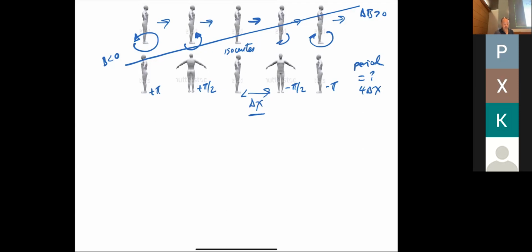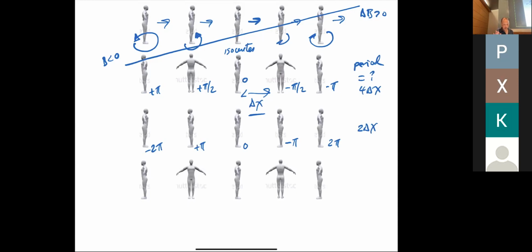Okay, so let's take another step, okay? Now this guy's got another step, so his relative phase is minus pi. This guy is back to 2 pi. This person always stays at 0. This one is at plus pi, and this one is at minus 2 pi. Okay. So now what is the period? 2 delta x, right? Okay.